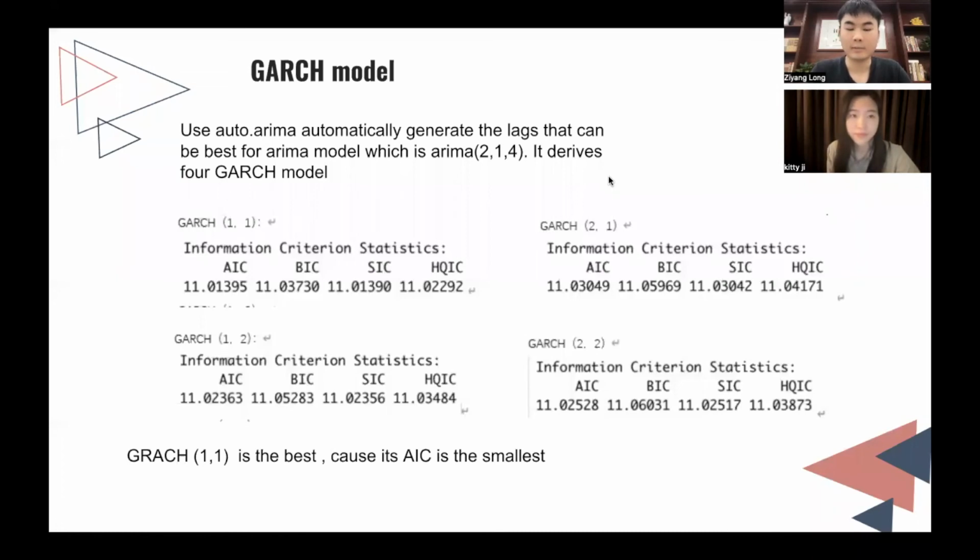Okay, we use AutoARIMA to automatically generate a lag that is also optimal for the ARIMA model, which is the ARIMA 214 model. Then there are 4 GARCH models derived from the ARIMA 214 model. They are GARCH 11, GARCH 12, GARCH 21, and GARCH 22. By comparing the AIC of these 4 GARCH models, the best one can be selected. From the data, we can see the AIC of these 4 GARCH models are 11.01, 11.02, 11.03, and 11.02 respectively. Therefore, the GARCH 11 model is the best one because its AIC is the smallest.